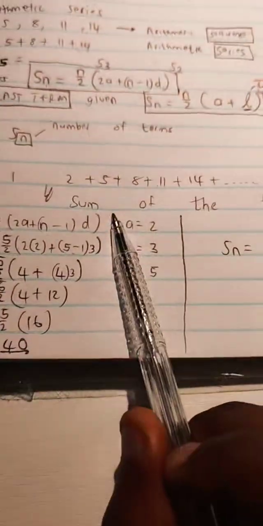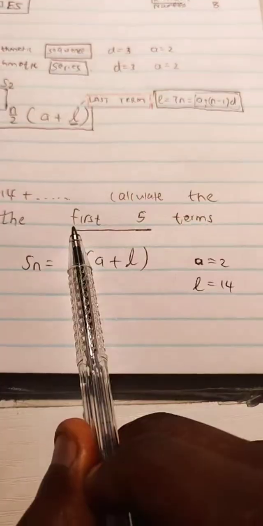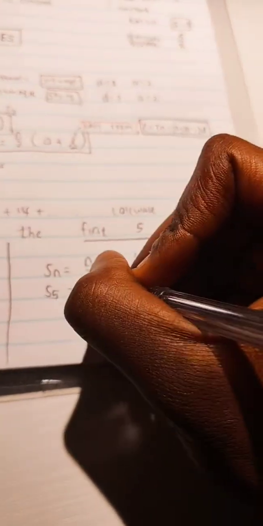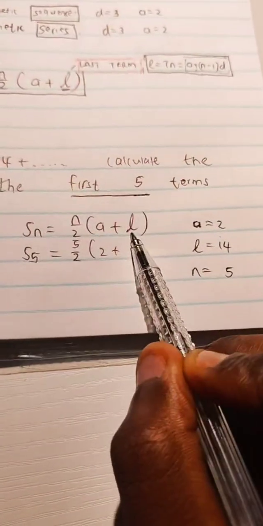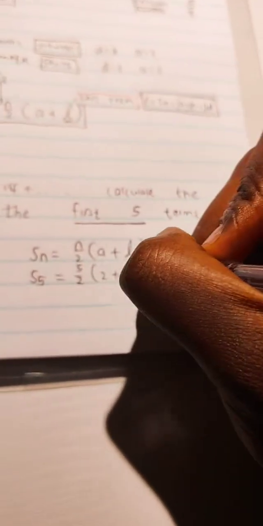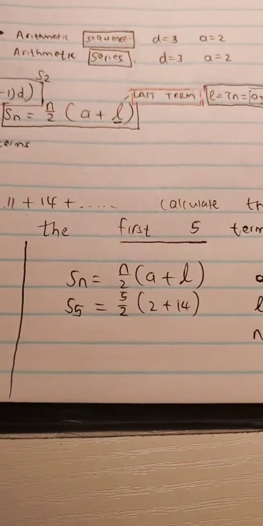L is 14, and then N, we want the sum of the what, guys? We want the sum of the first 5 terms. So our N is, thank you, it's 5. Thank you so much. Now we go to the formula, because all it needs is N, we have it, A, we have it, L, we have it, and then we simply go ahead and solve.